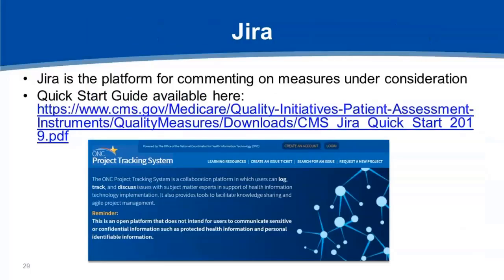Jira is a platform that measure developers use when submitting measures to CMS for the measures under consideration list. If you have an interest in submitting a measure to CMS in the next cycle, you can access the link that we have here, and it'll send you to a quick start guide on how to gain access to Jira and what other resources you might need when submitting a measure to CMS or to a program for them to consider putting into a rule or sending for additional scientific review to be put into one of the rulemaking programs.